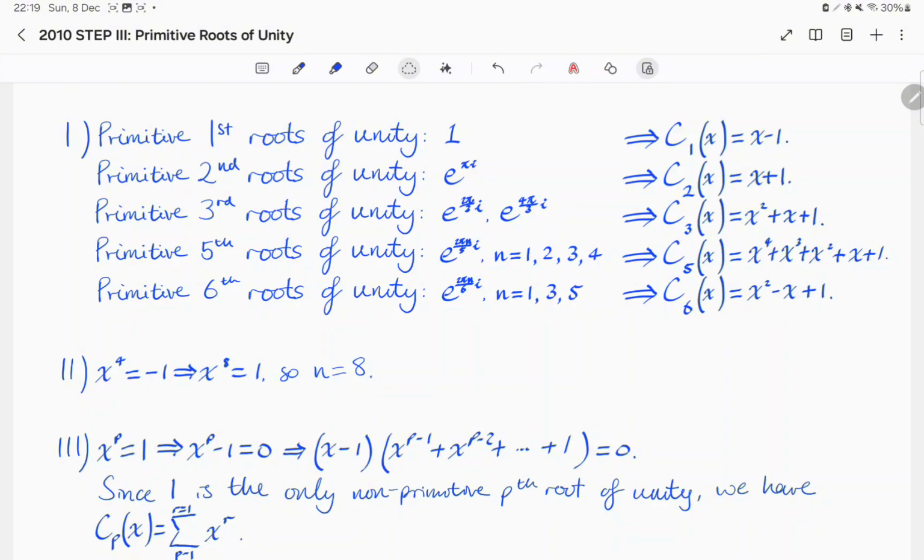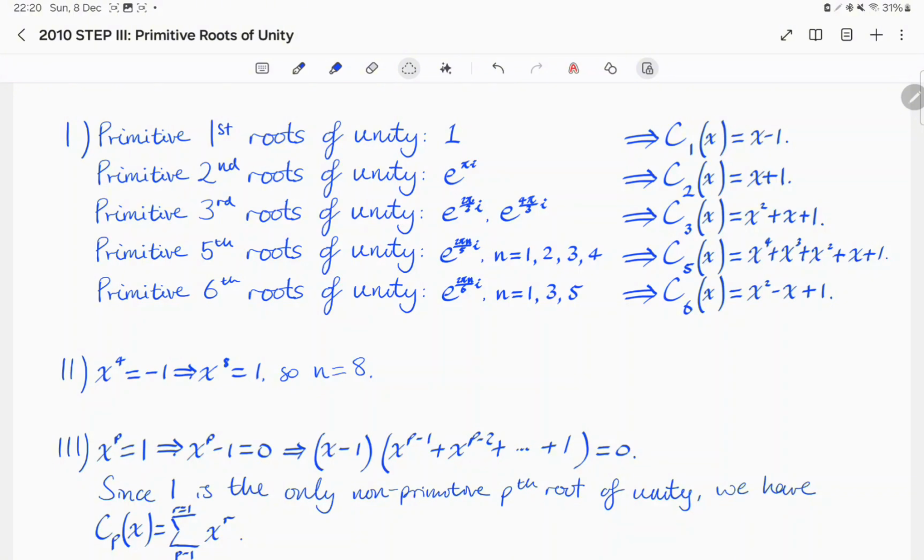The primitive sixth roots of unity are e to the 2 pi n over 6 i, where n is equal to 1 and 5 only. Using the same method as above, we can see that C1 of x is equal to x minus 1, C2 of x is equal to x plus 1, C3 of x is equal to x squared plus x plus 1, C5 of x is equal to x to the 4 plus x cubed plus x squared plus x plus 1, and C6 of x is equal to x squared minus x plus 1.